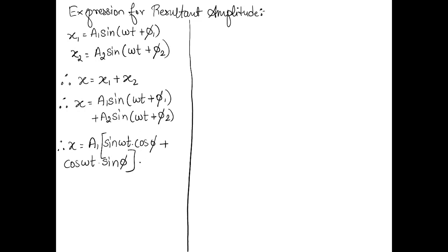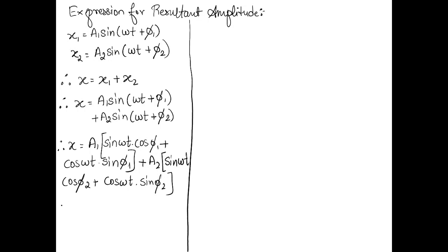Next, again the same thing plus a2. So this is sine omega t cos phi 2 plus cos omega t into sine of phi 2, like this. So this is phi 1 and this is phi 2. Now you have to multiply the a1 inside.